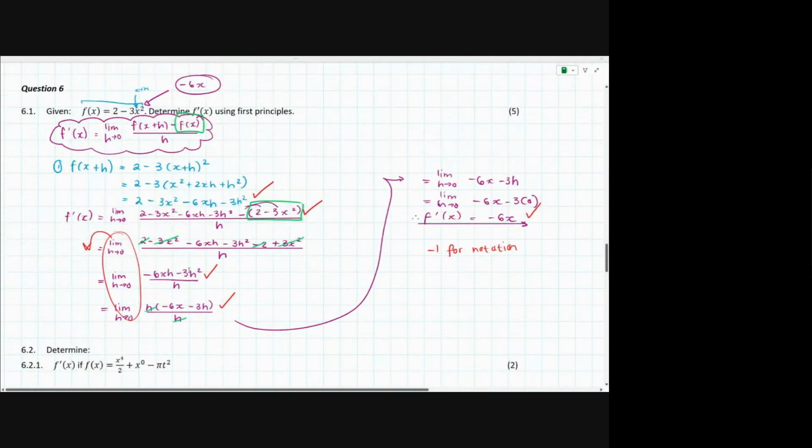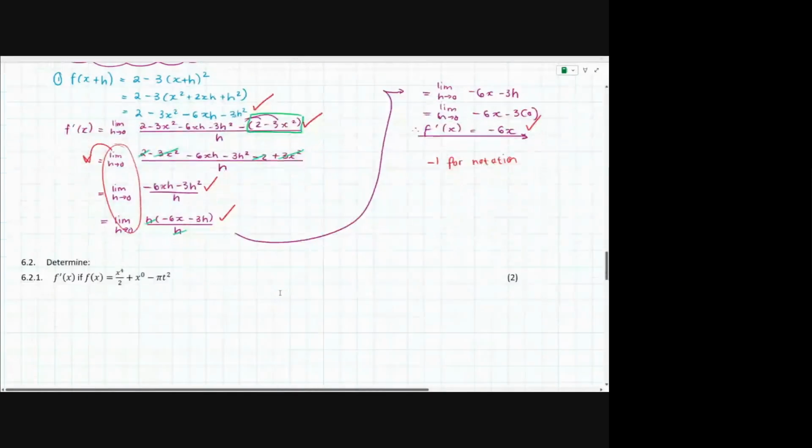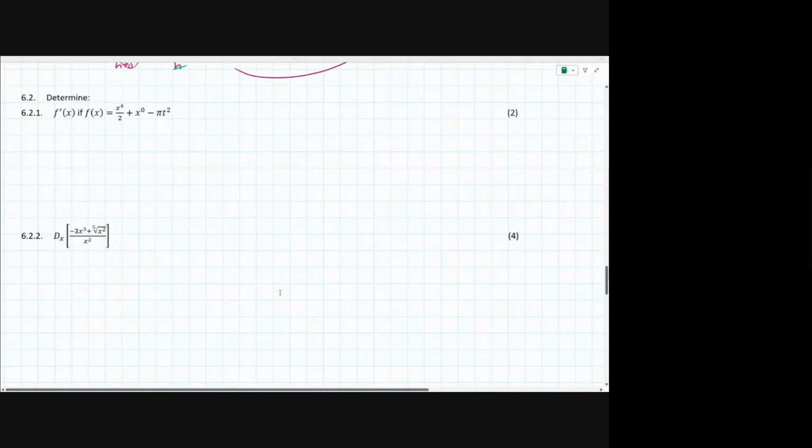Let's take a screenshot of this, and then let's have a look at the questions where now we have to apply our rules. Right, now again with this one, notation is really important, using the correct notation, correct formatting, etc. So it says determine the first derivative of f if f of x is equal to x to the power 4 over 2 plus x to the power 0 minus pi t squared.